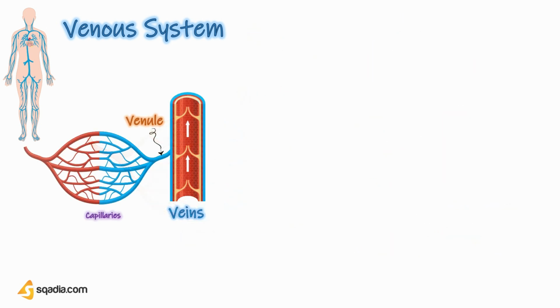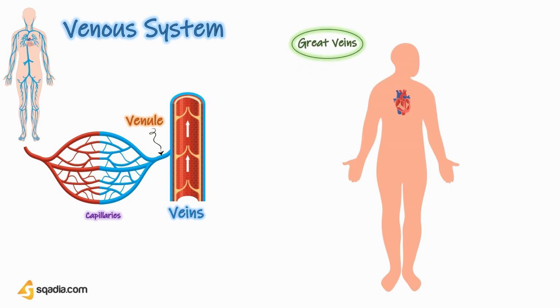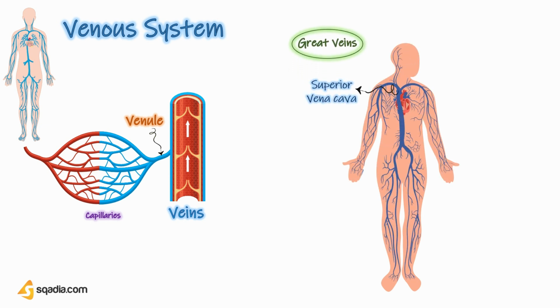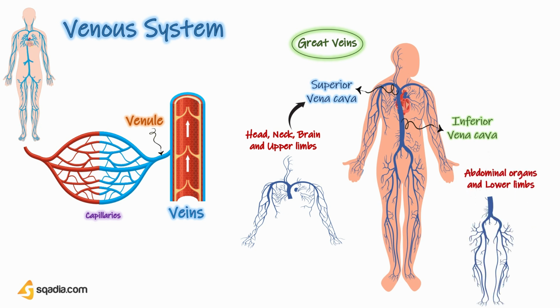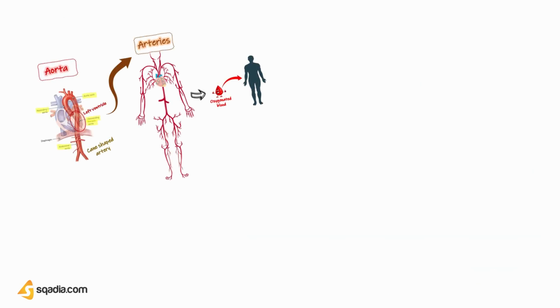The great veins of the body are called vena cava, that can be superior vena cava and inferior vena cava. Superior vena cava receives blood from the head, neck, brain, and upper limbs of the body and carries it to the right atrium of the heart, while inferior vena cava collects blood from below the diaphragm, including the abdominal organs and lower limb of the body. It also carries this deoxygenated blood to the right atrium of the heart.